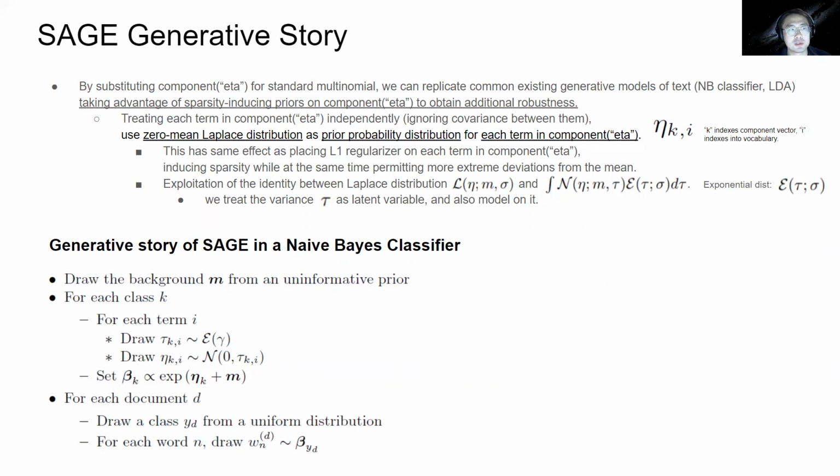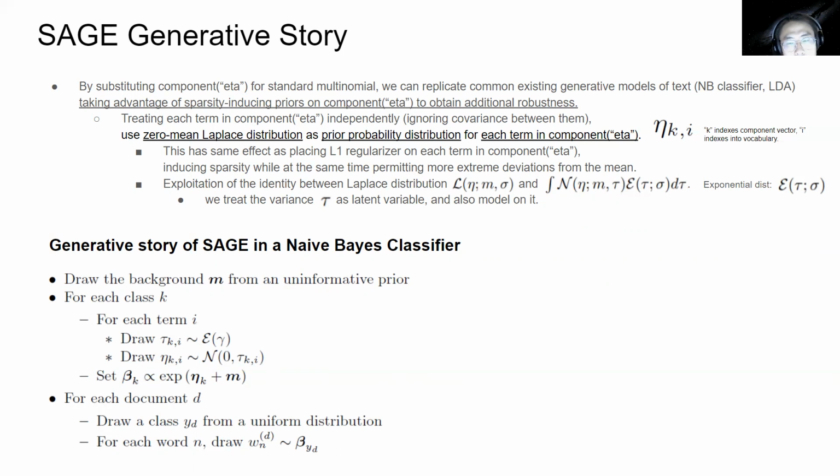To just again emphasize, this SAGE model's main advantage is that we can use sparsity-inducing priors. Sparsity leads to control of overfitting, which is equivalent to the model's robustness. So that's what to remember. So then, how do we obtain this robustness by sparsity?